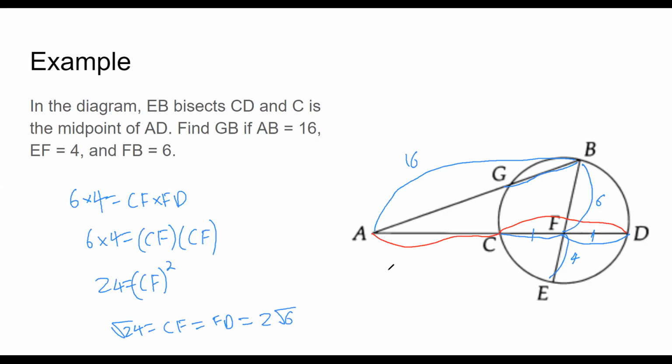Wait, because it's CF squared, shouldn't it be divided by 2 because it's squared? Or are we talking about like C to D?